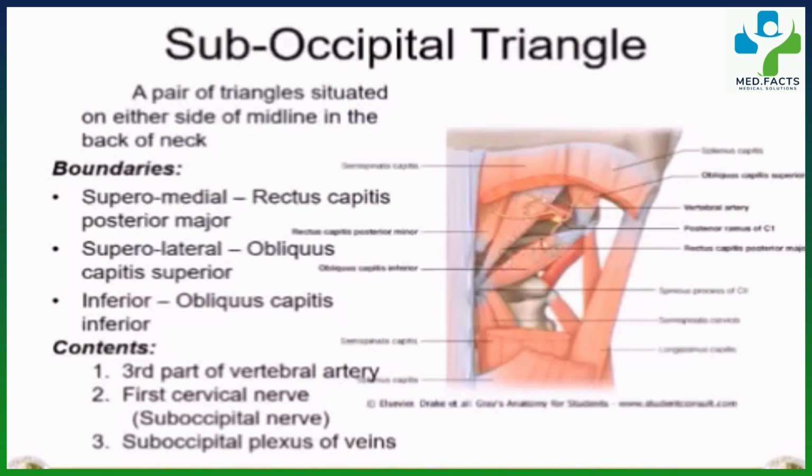These three muscles together form the triangle. So superiorly we have the rectus capitis posterior major, superolaterally we have the obliquus capitis superior, and inferiorly we have the obliquus capitis inferior. These three together will form the small triangle. This is called the suboccipital triangle. The major content is the third part of the vertebral artery.